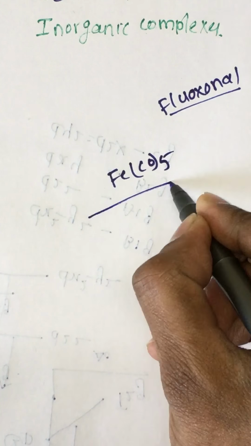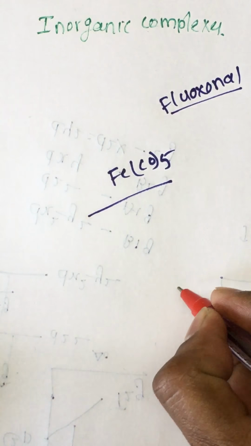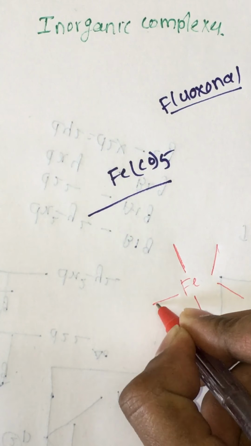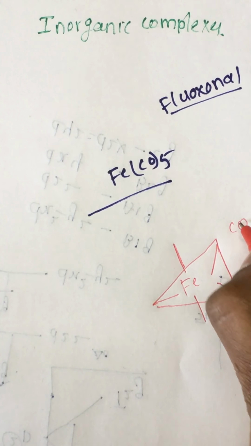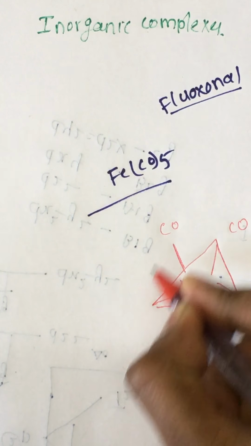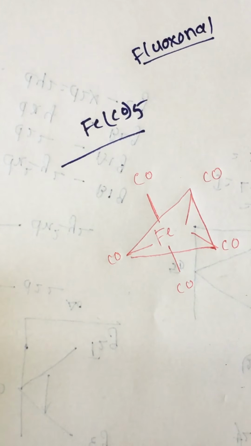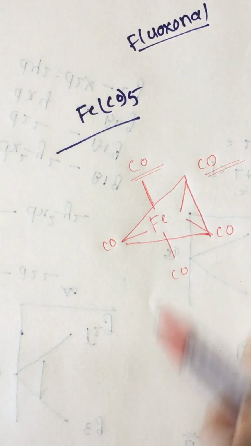Fe(CO)5. Okay, so in the Fe(CO)5, the structure looks like this. Okay, so this is the structure. In the structure we can see two types of carbonyl groups are there: equatorial carbonyl groups and axial carbonyl groups.